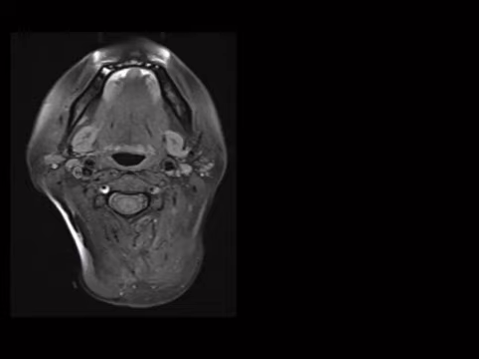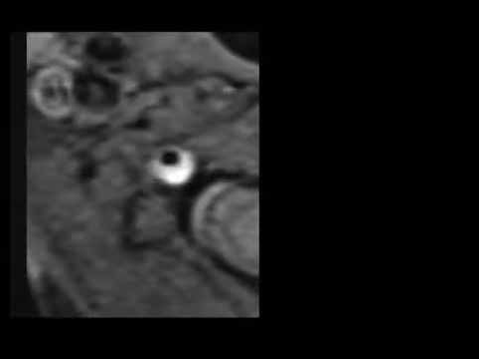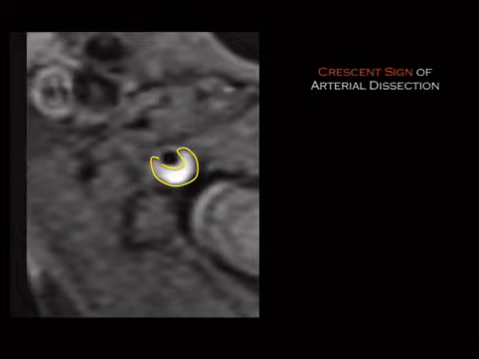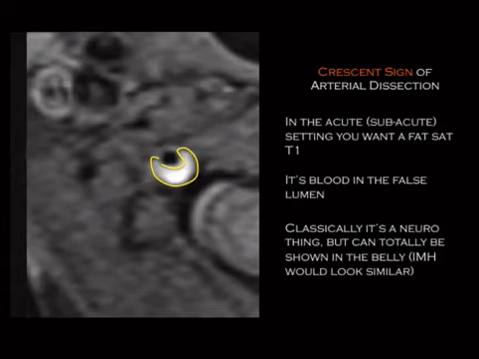So here we have an MRI of the neck. Here's a zoom up on the finding. This is the so-called crescent sign of arterial dissection. Basically, what you're seeing here is subacute blood, and to maximize detection of that, you want to get a fat-saturated T1 image. The blood is the blood that's within the false lumen.